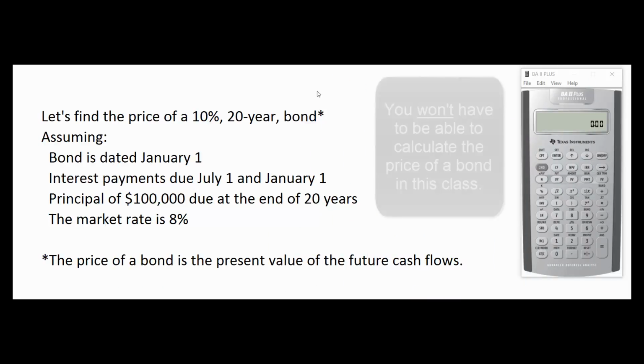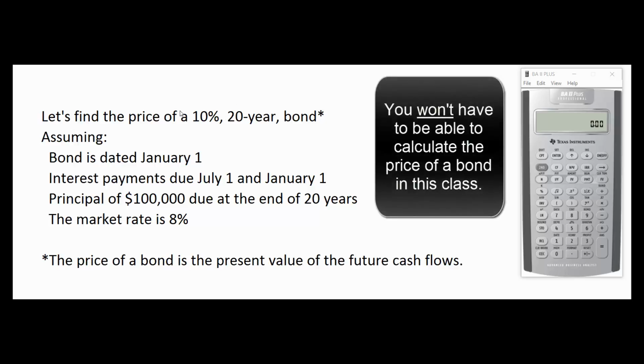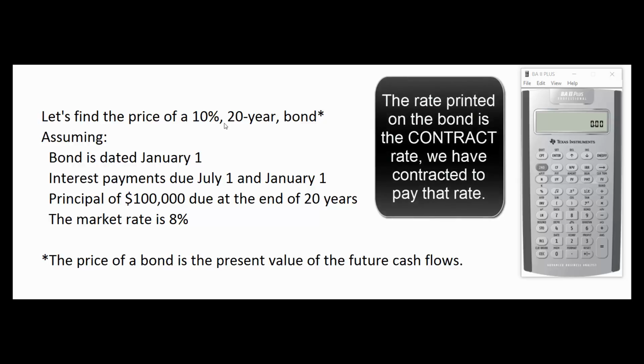All right, let's assume we printed up a 20-year bond with a 10% coupon. That's the contract rate. We have a binding contract to pay 10%. It's like our mortgage. If you have a mortgage on your house at 4% and interest rates go down to 3.5%, you can't just start paying lower amounts of interest to your lender. You have a contract to pay them 4%. We have a contract to pay our bondholders 10% interest every year.